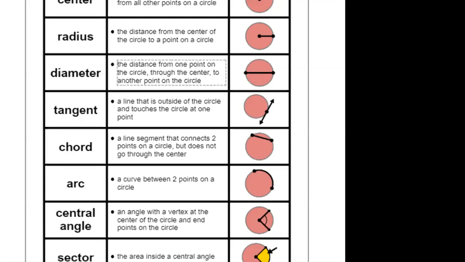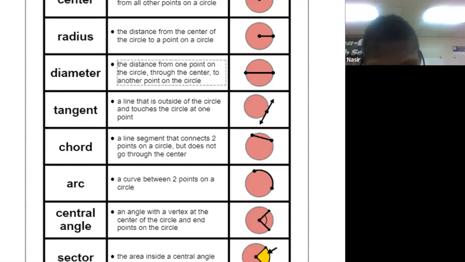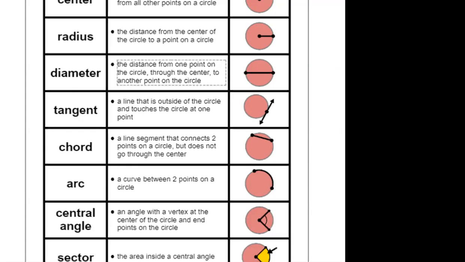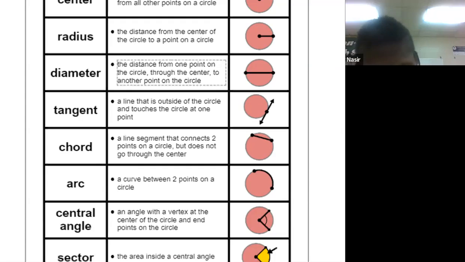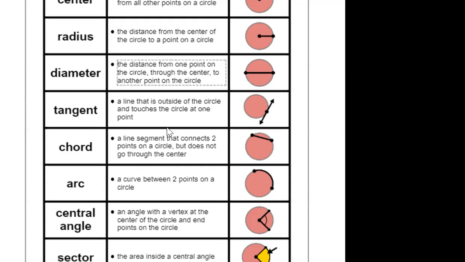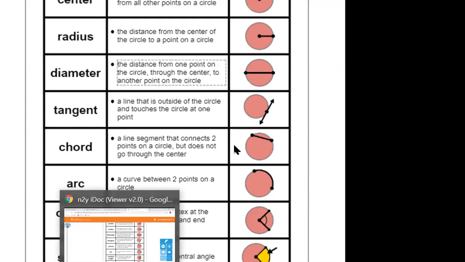Tangent is a line that is outside of the circle and touches the circle at one point. So is the line inside the circle? No. What is it? Is it outside the circle or inside? Outside. It's outside of the circle. Yep. A line that is outside of the circle and touches the circle at how many points? One point. Very good.